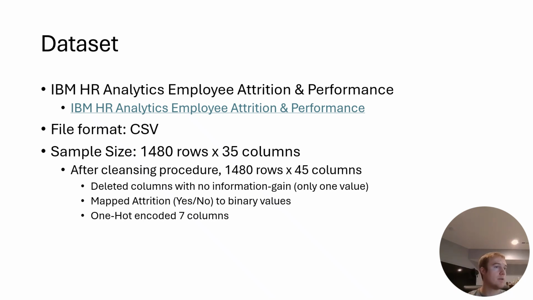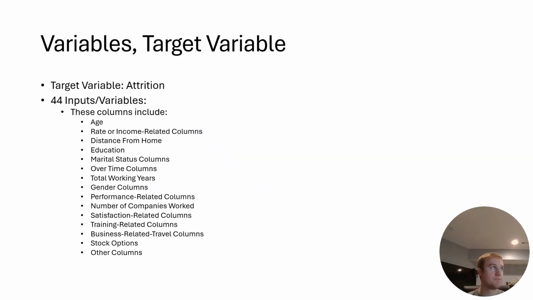A little bit more about the dataset. The file format is CSV, and the sample size of the original dataset was 1,480 rows by 35 columns. After I cleaned it, I still had the same number of rows, but I had 45 columns. I deleted columns with no information gain. I mapped attrition values to binary values, and I one-hot encoded 7 columns.